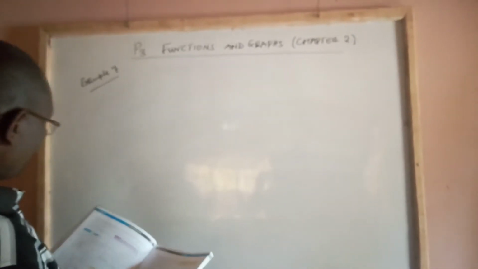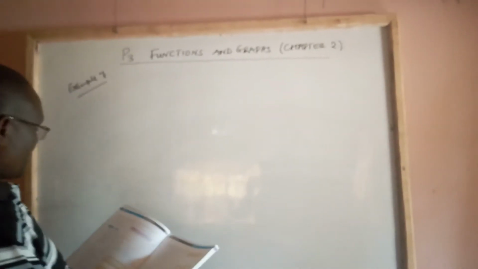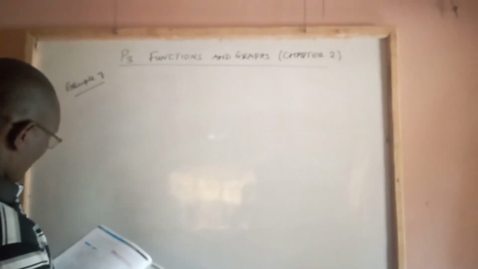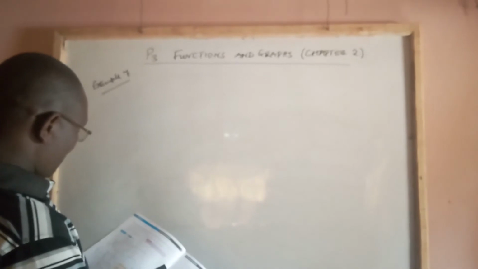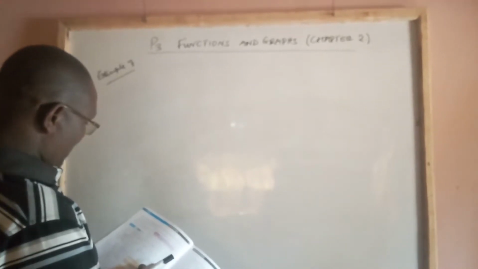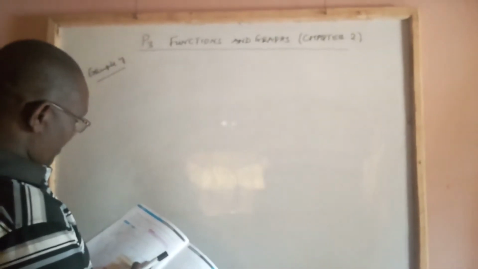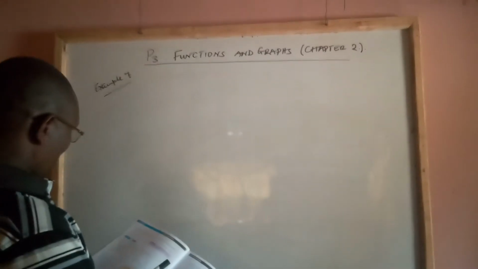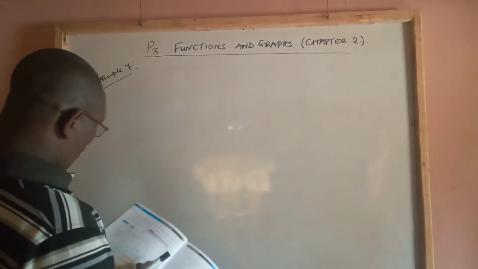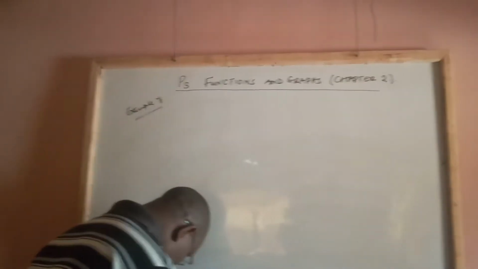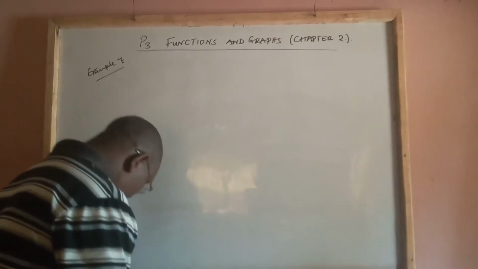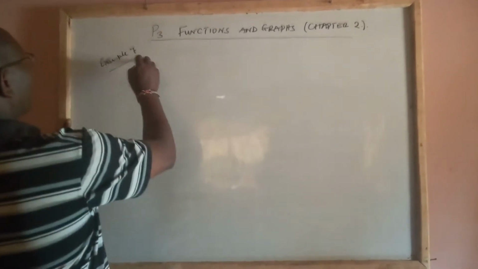Okay, in example 7, with the knowledge that you've understood in the previous video, for each of the following mappings, part 1, state whether the mapping is one-to-one mapping, many-to-one mapping, or one-to-many. Part 2, state whether or not the mapping is a function.